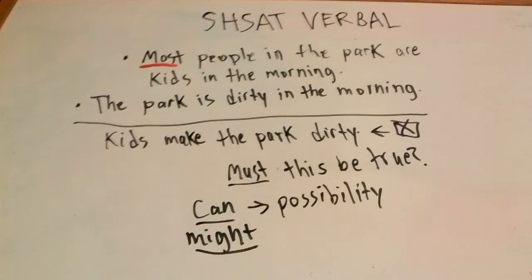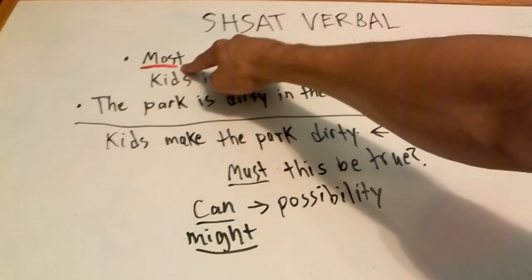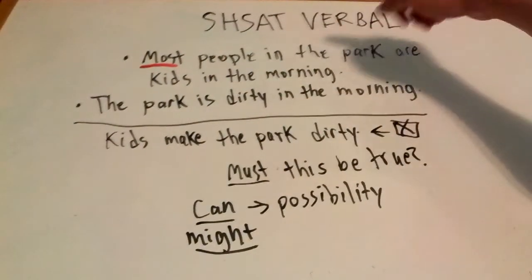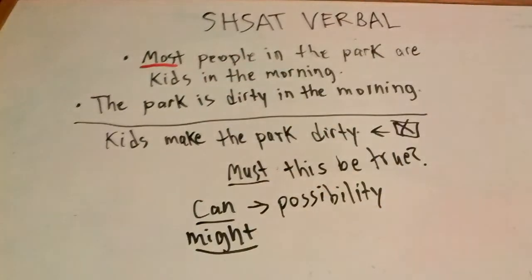Right? Again, there's the fact that the park might have already been dirty before the kids got there from the night before. Or it can be the fact that it was clean and it's true, it got dirty in the morning. Perhaps the park just gets really dirty in the morning. That can be a fact too. But it doesn't say that all the people in the park are kids in the morning. It says that most people in the park are kids in the morning. And so this here restricts the scope of the involvement of kids.